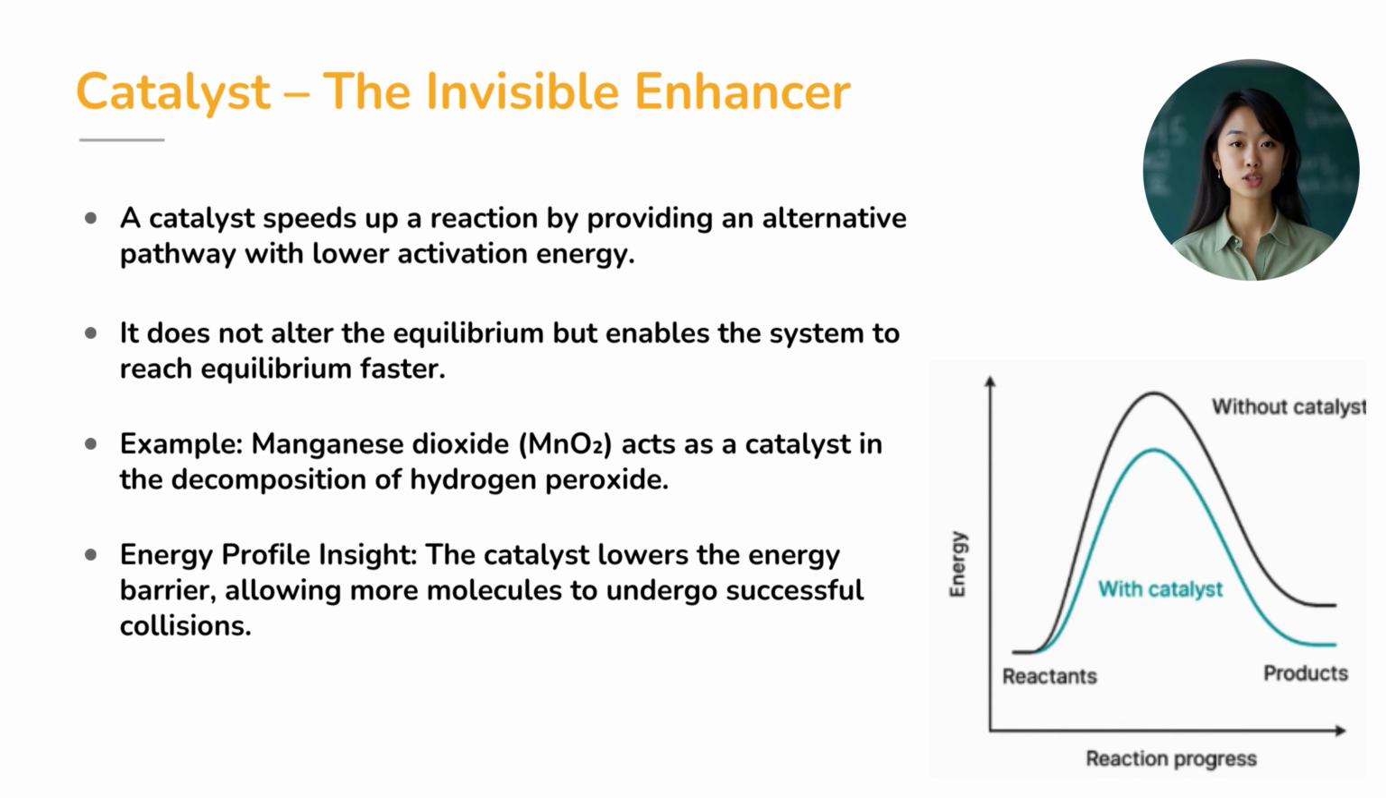Take the decomposition of hydrogen peroxide again. If you add a pinch of manganese dioxide, that's MnO2, the reaction speeds up instantly, even without heating. Why? Because MnO2 acts as a catalyst. If you examine the energy profile diagram, you'll notice that the peak representing the activation energy is significantly lower in the presence of a catalyst. This means a greater number of molecules now have enough energy to react successfully.